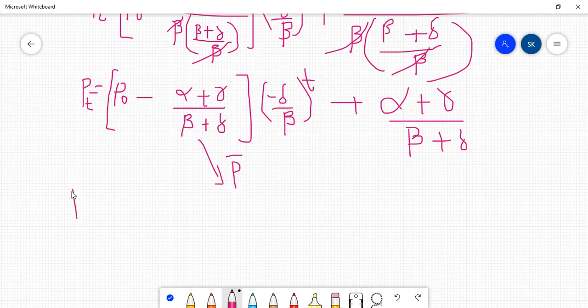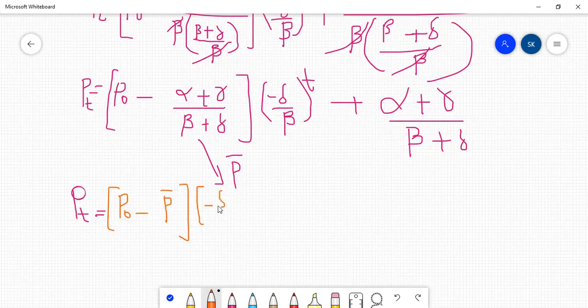So therefore, the time path of the prices at time period T is equal to P naught minus P bar. Let me write it with this orange pen. PT is equal to P naught minus P bar into minus sigma upon beta raised to power T plus P bar.